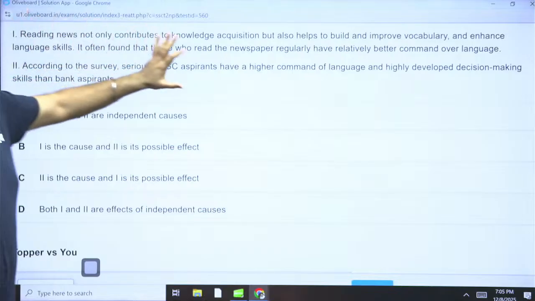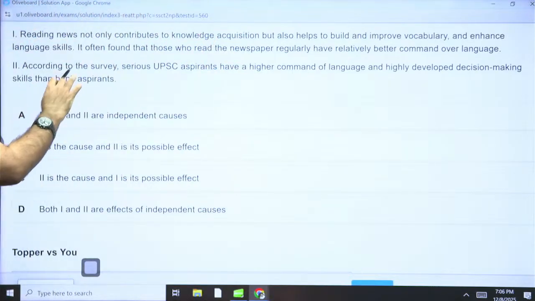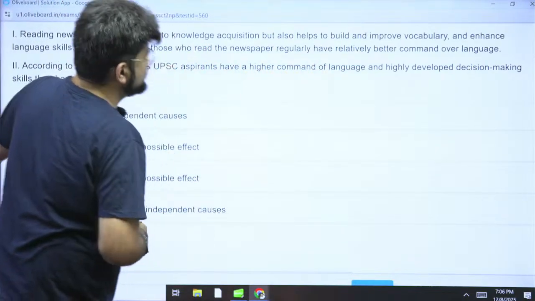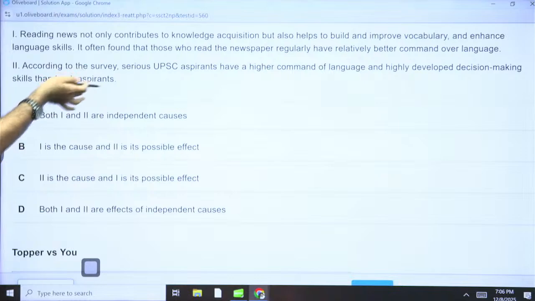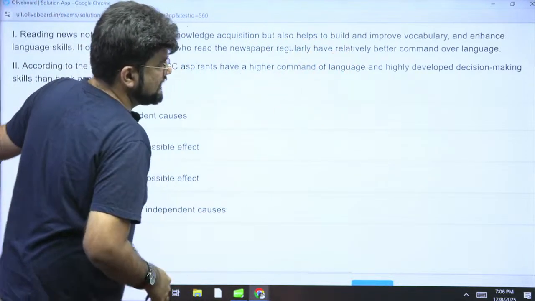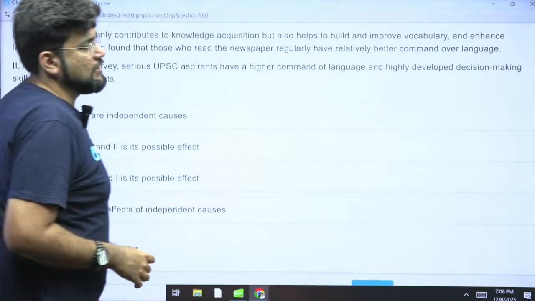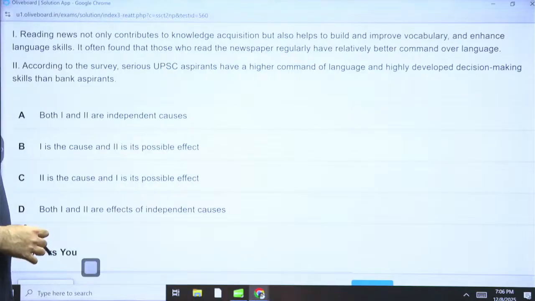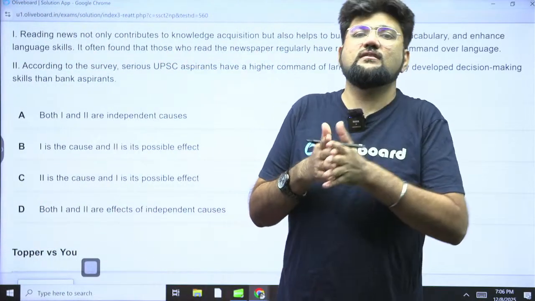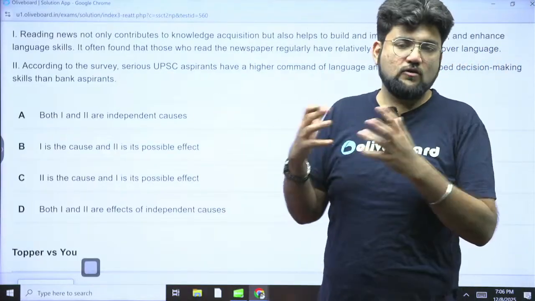It is clearly visible that in this direction it is not making sense, but in the opposite direction it surely is. It is trying to say that, according to a survey, serious UPSC aspirants have a higher command of language and highly developed decision-making skills as compared to banking aspirants because reading news not only contributes to knowledge acquisition but also helps to build improved vocabulary and enhance language skills. It is often found that those who read the newspaper regularly have relatively better command over language, right? Now some people will say, why can't bank aspirants read the newspaper daily? It is with the connection of current affairs and general knowledge involvement, which is much higher in UPSC as compared to the banking exams.